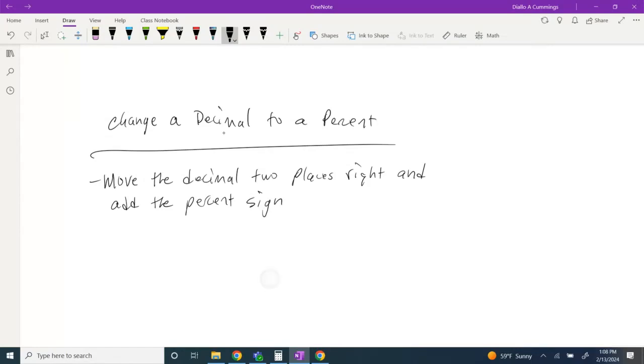So here's some examples. 0.3 as a percent, right? So I'm going to just simply move that decimal two places to the right. So for 0.3, the decimal is in front of the 3. I'm going to move it once to the right. It's behind the 3. I'm going to move it twice to the right. I'm going to add a filler 0, and then I'm going to attach the percent symbol. Right? So therefore, 0.3 as a decimal is the same as 30%.